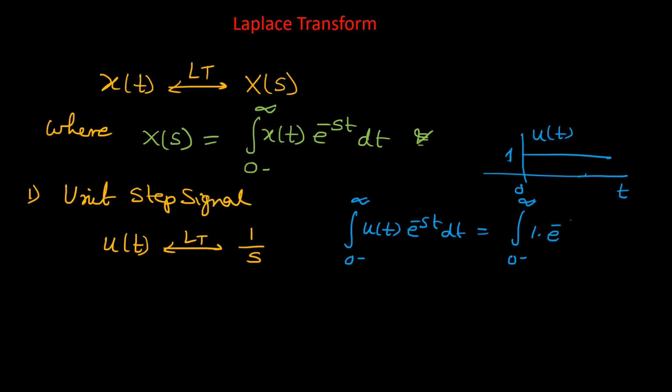The integration of e to the power minus st dt, integrating with respect to t, is e to the power minus st divided by minus s. If you put in the limits 0 to infinity, at infinity it is 0, at 0 it is 1, since e to the power 0 is 1. That is minus minus plus, so you will get 1 upon s. So this is well known.